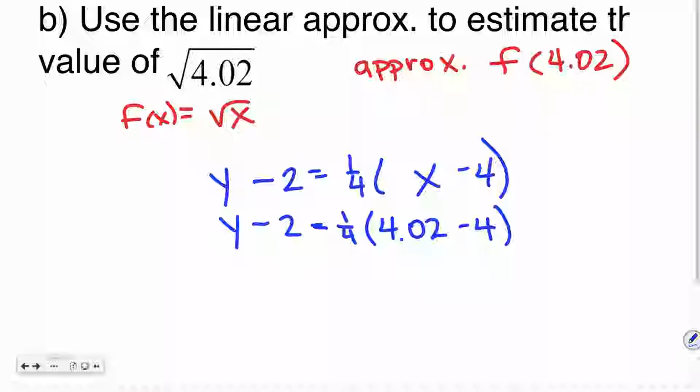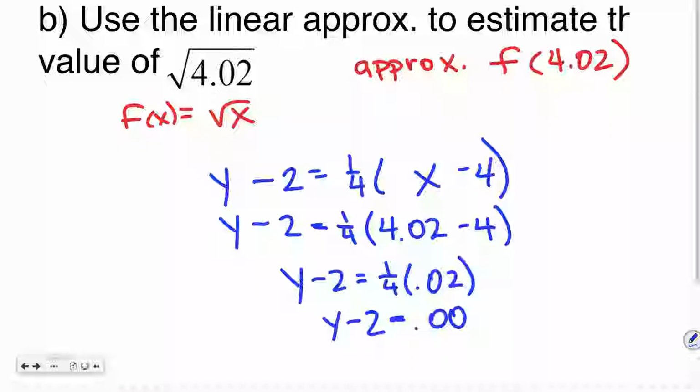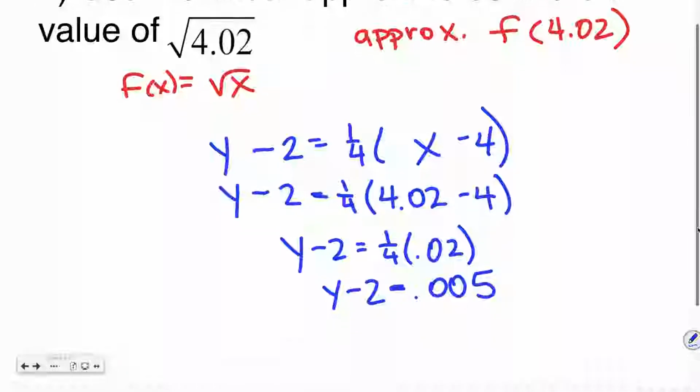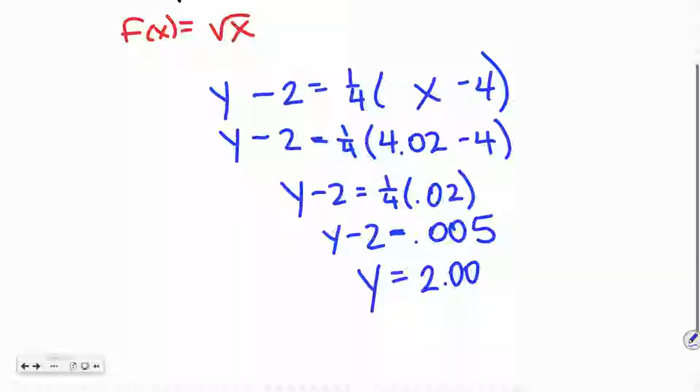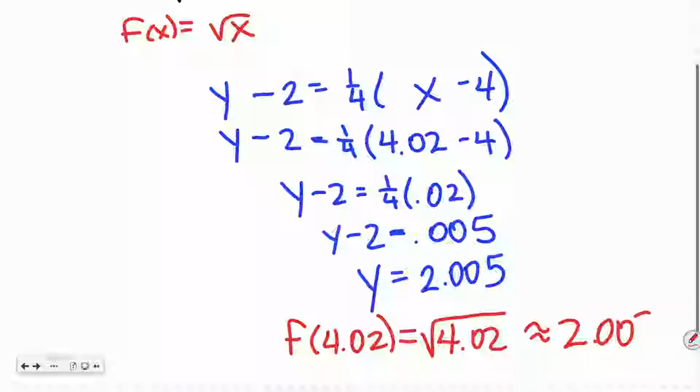What is 4.02 minus 4? And if we take 0.02 and we divide it by 4, because it's basically like 2/4 times 1/100, 200 divided by 4. Okay. So our approximation would be 2.005. What we just did is we said, okay, f of 4.02, which is the square root of 4.02, is approximately 2.005.